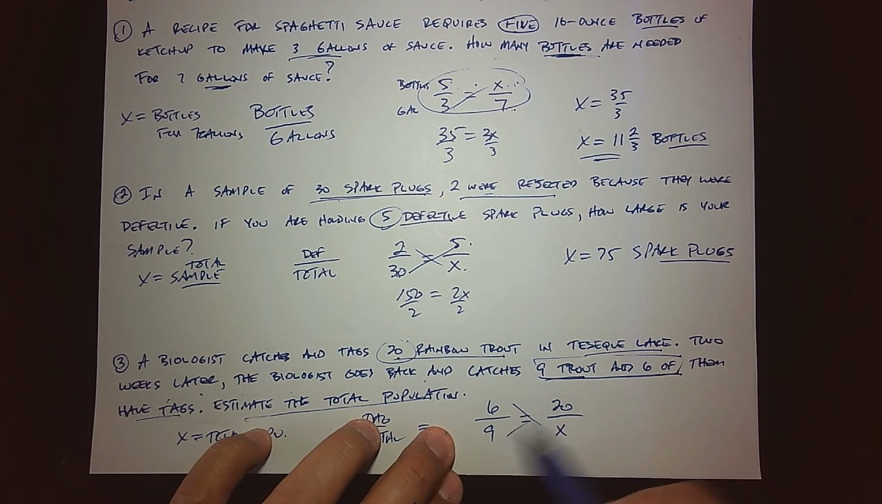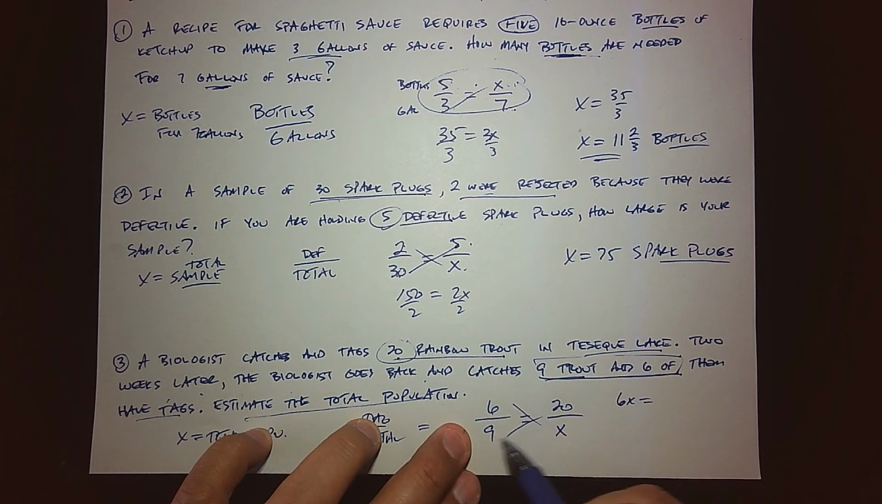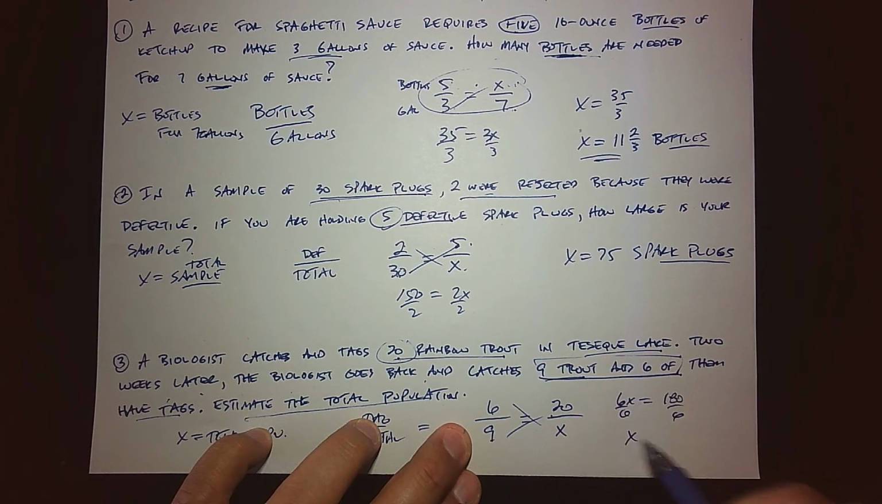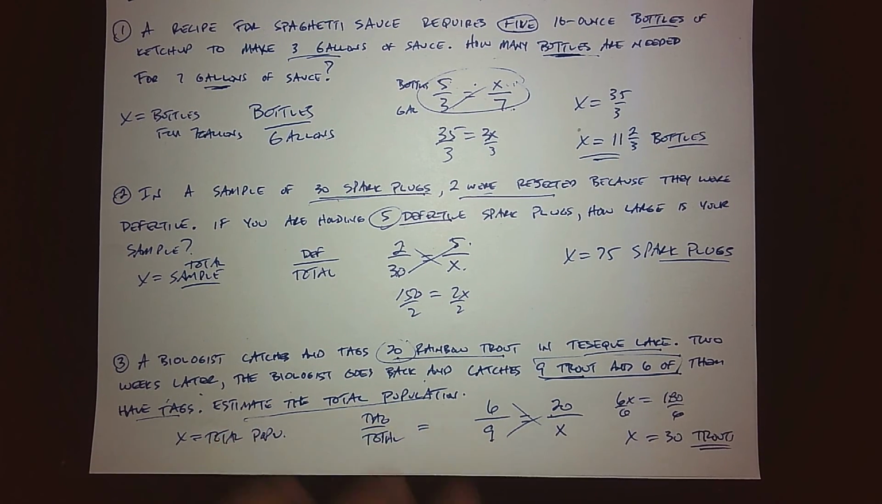Cross multiplying, I believe we get 6x, and 9 times 20 is 180. Divide both sides by 6, and I think 6 goes into it 30 times. So based off of the information and the data that he's given, I would estimate that there's 30 rainbow trout in this lake. So possibly it's a pretty small lake. Who knows? But there's basically your word problem setup.